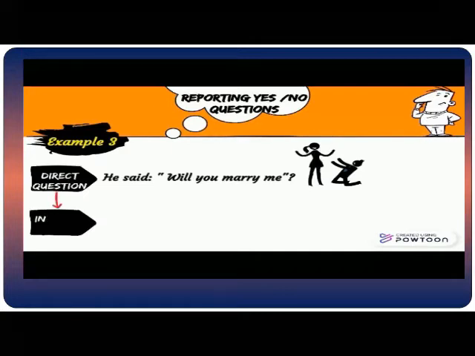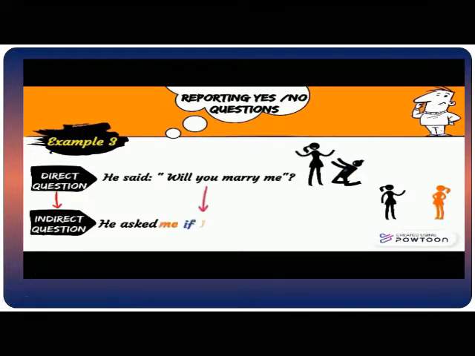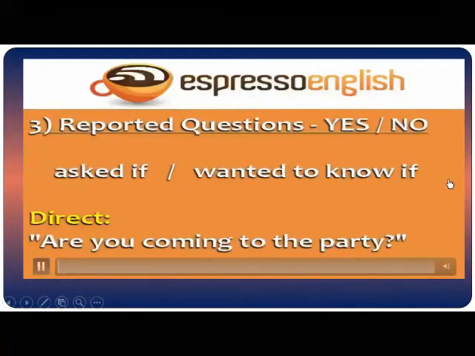He said, "Will you marry me?" So "he said" will be "he asked." Cross the inverted commas and join with if or whether. So, he asked if. "You" will be "I." "Will" will be "would" marry him. Reported questions.